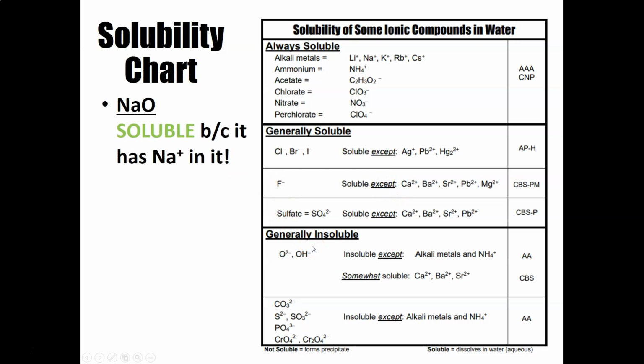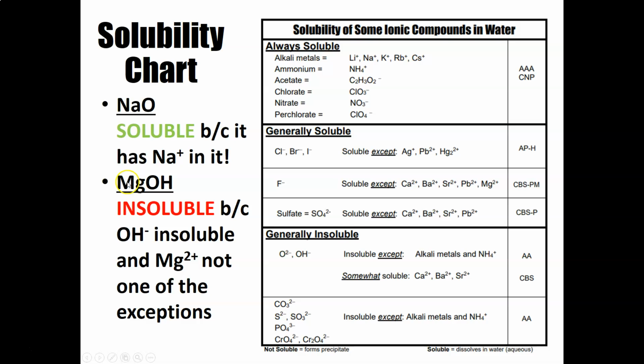So a couple of examples that you can write down. Sodium oxide. If I look, sodium up here is always soluble. So sodium oxide is going to be soluble because it has sodium ion in it. Compare that to magnesium hydroxide. If you look down here, we don't see magnesium paired with a hydroxide, but down here you can see here's hydroxide: insoluble except alkali metals and ammonium. Well, magnesium's not either of those, right? Magnesium is not one of these exceptions. So that means that magnesium hydroxide is going to be insoluble.